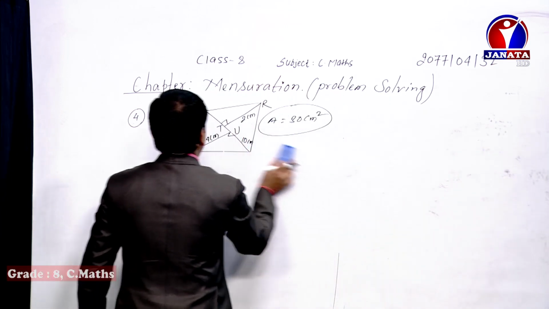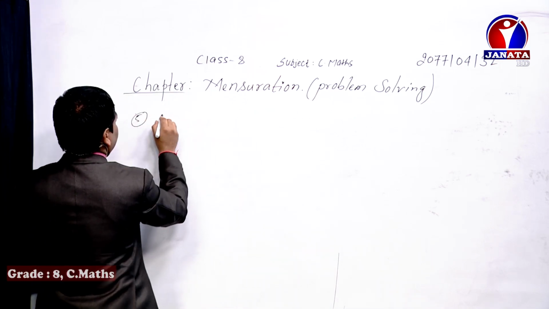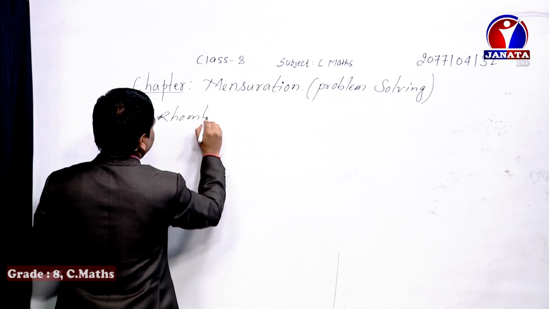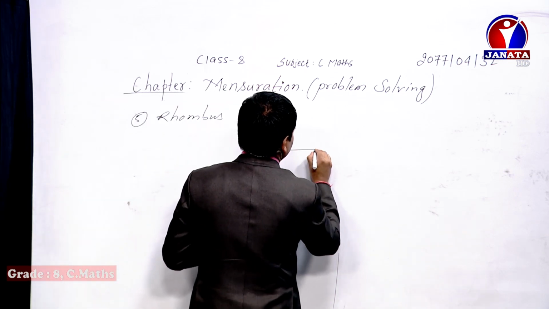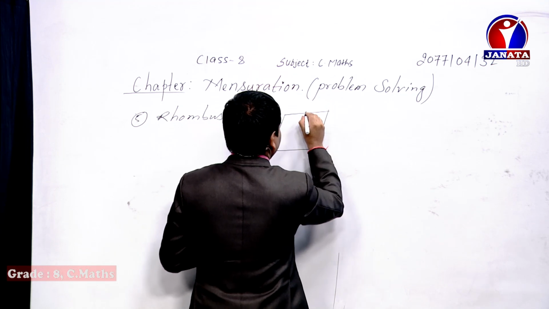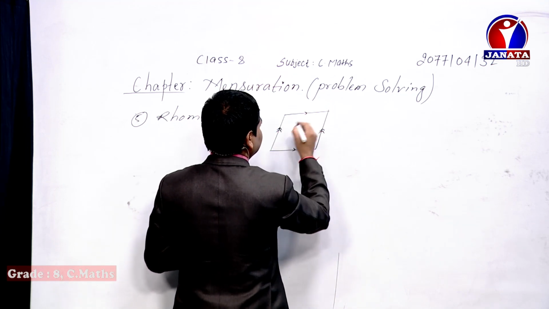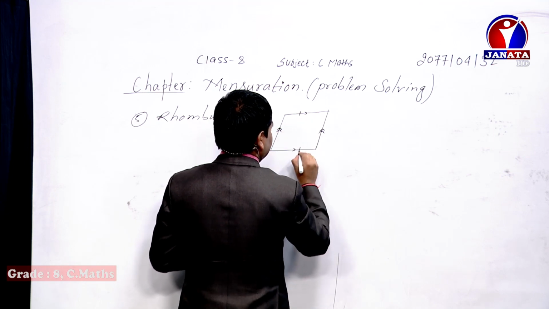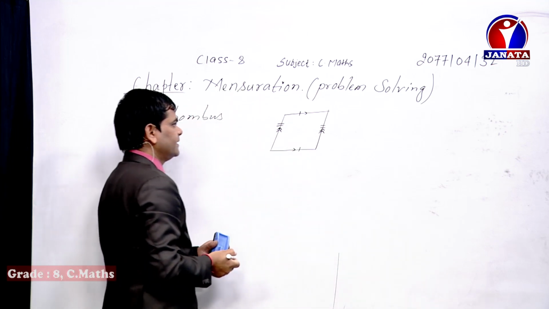Now I am going to take another figure, okay. Number 5, rhombus. What kind of figure is known as rhombus? A parallelogram, whose opposite sides are parallel, and not only that, opposite sides are equal as well. All sides are equal as well, not only opposite sides, okay.